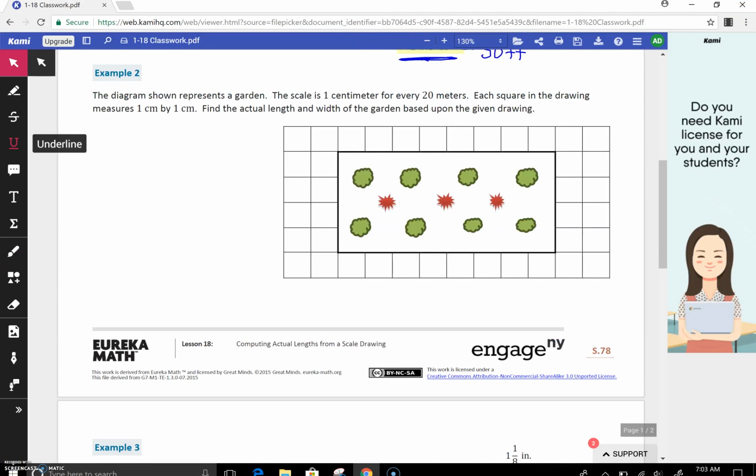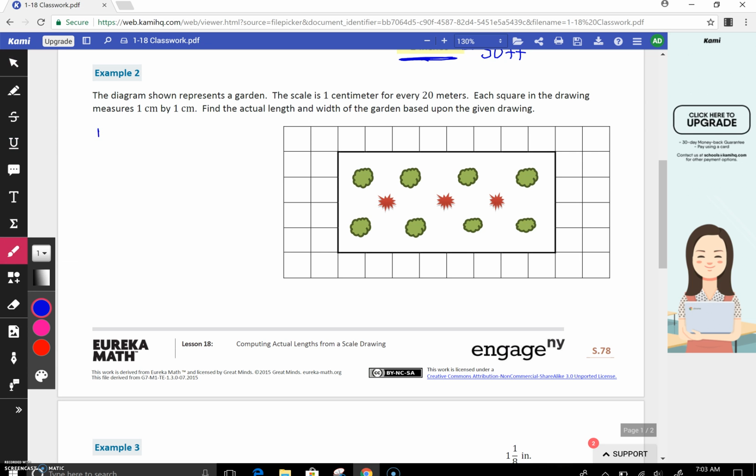Example number 2. The diagram shown represents a garden. The scale is 1 centimeter for every 20 meters. 1 centimeter on the drawing equals 20 meters in real life. Each square in the drawing measures 1 centimeter by 1 centimeter. Find the actual length and width of the garden based upon the given drawing.